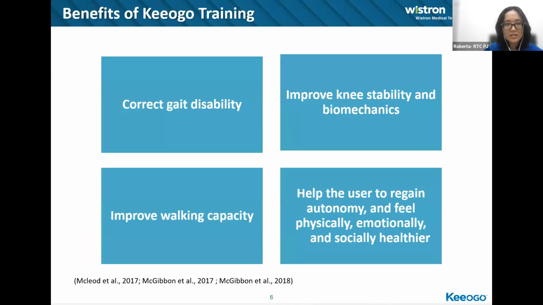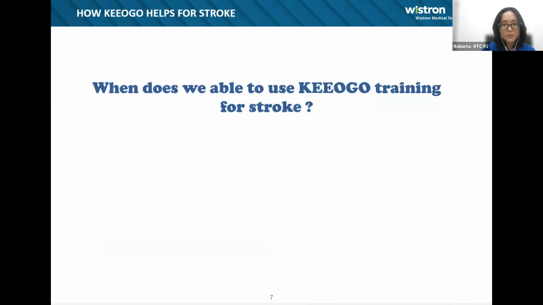Okay, so basically Keeogo can correct the patient's gait stability, improve their knee stability, and also improve their walking capacity. Then it can also help them to improve their confidence when walking, which most of the patients want.